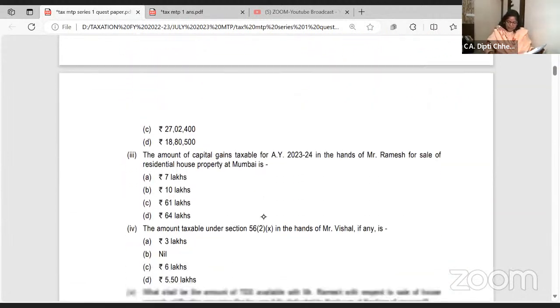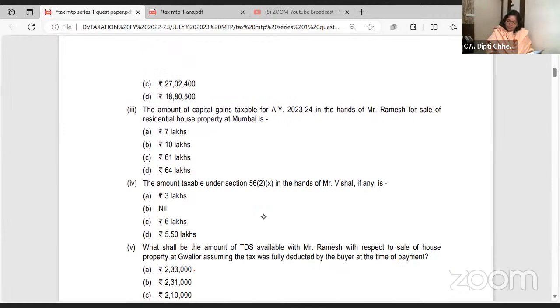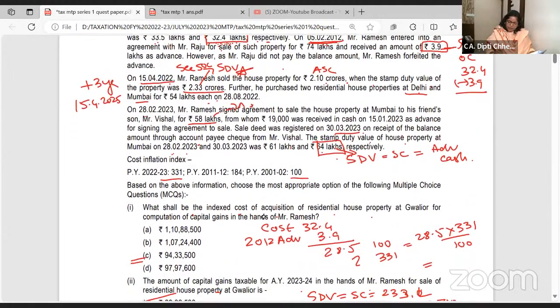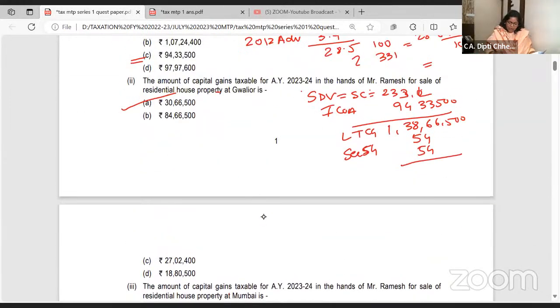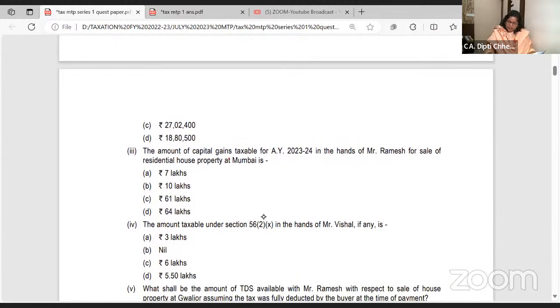I know I'm going little slow in the MCQ, but ye bahut important hai. Amount of capital gain in the hands of Ramesh for sale of property in Mumbai. Now, Mumbai house, so it is short term. Mumbai house, he has sold for 64 lakhs. I hope ye maine aapko already samjha diya ki 64 lakhs because it's the stamp duty value. So sale consideration is 64 lakhs. Cost of acquisition of the house is 54 lakhs.